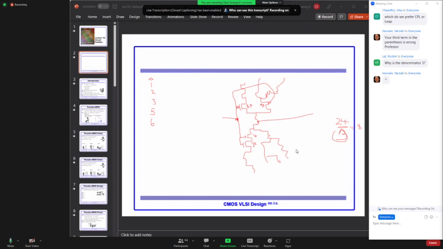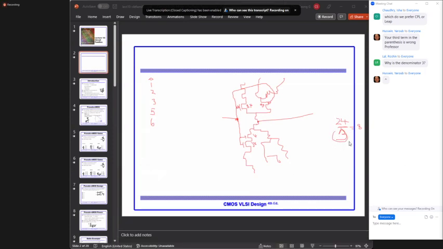There's a question in the chat. Why is the denominator 3? I thought I already answered that. I think it was just because we're normalizing everything against an ideally sized inverter, which has 3 input caps, or 3 caps on the input. So it's because there are 3 caps on the input of an ideally sized inverter. Yes.